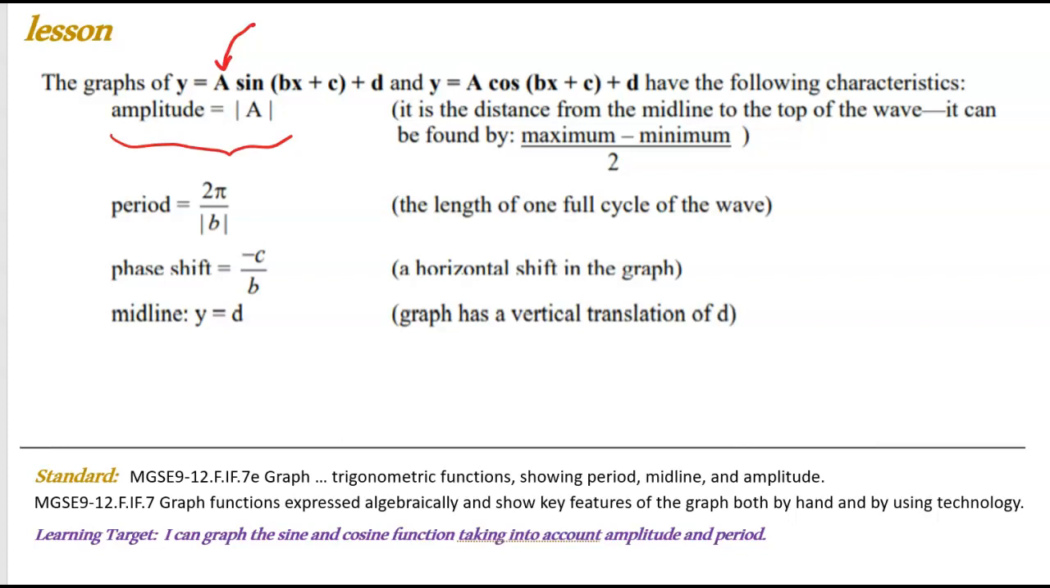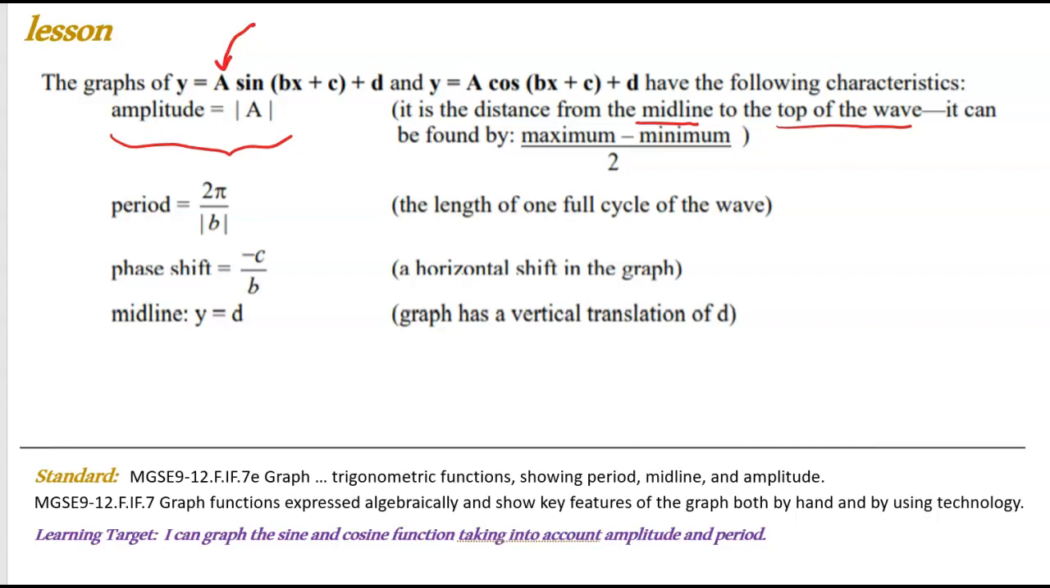Well, the amplitude is really like the height of the wave. It's the distance from the midline to the actual top of the wave. Okay, so we'll do an example of that in a minute. So that's what it is. Now, if I give you the equation, then you just call the amplitude what it is. If A is 5, the amplitude is 5.